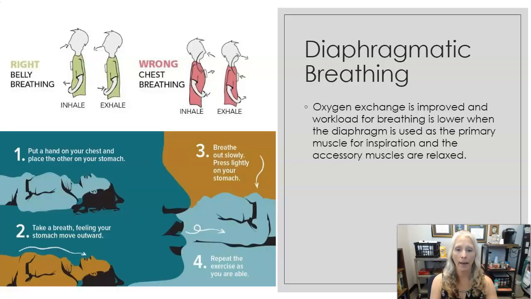Let's start by talking about diaphragmatic breathing. Correct breathing ought to involve your belly moving out when you take a breath and in when you exhale. Wrong breathing is to breathe up here in your chest. Oxygen is exchanged most efficiently, and the workload for breathing is the most efficient, when we use our diaphragm to move air in and out of our lungs and not use our accessory muscles, chest muscles, as well as rib cage.